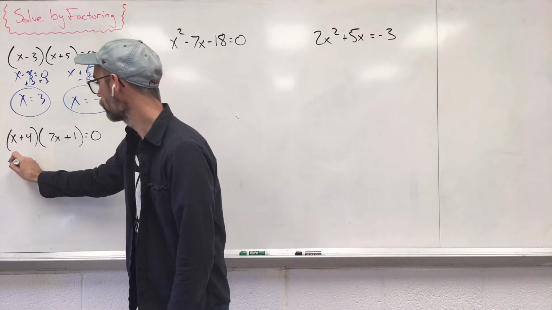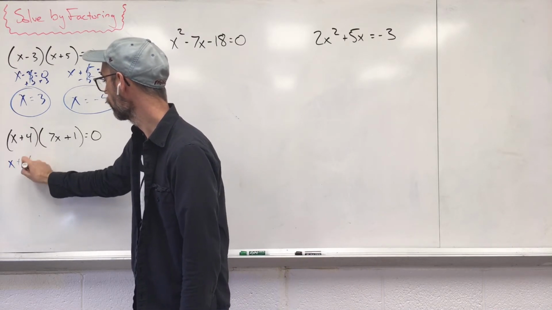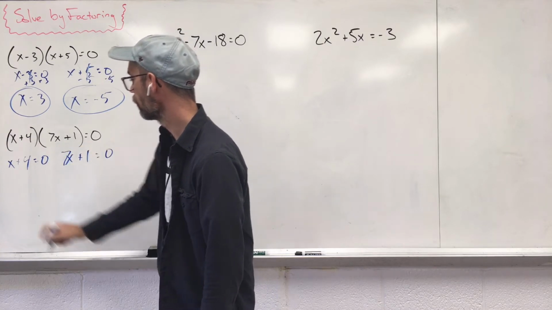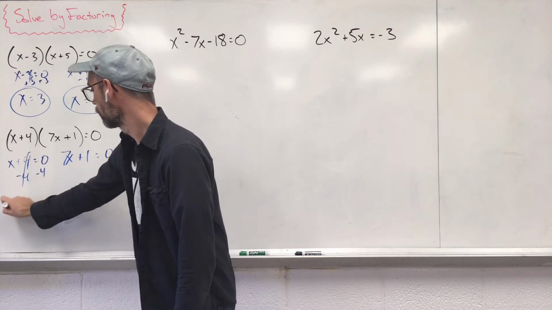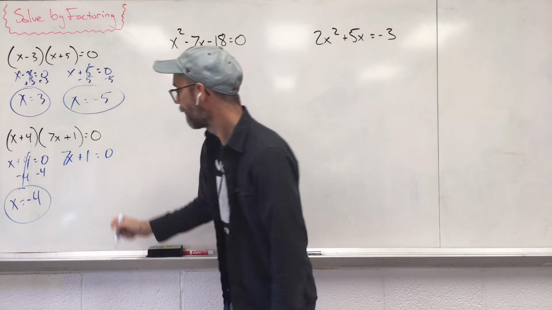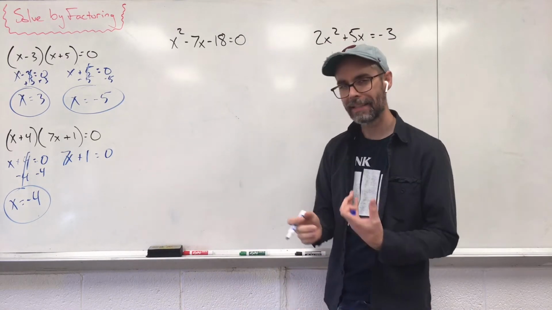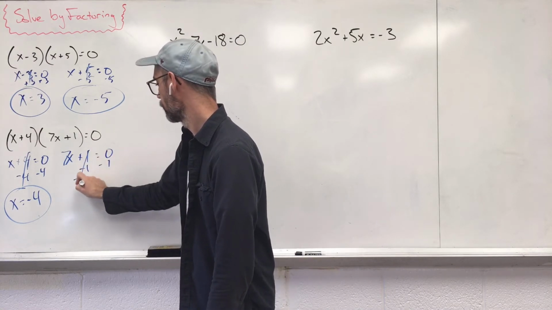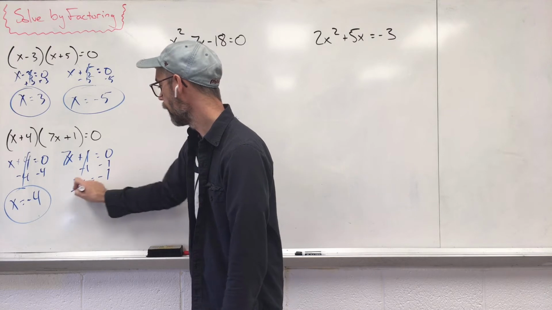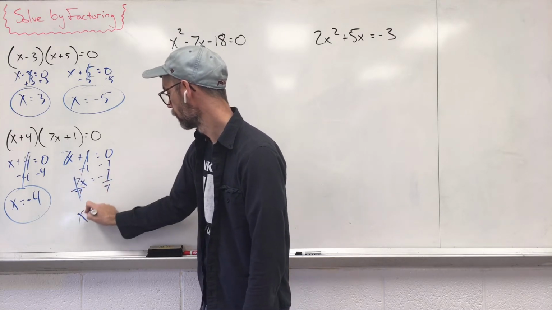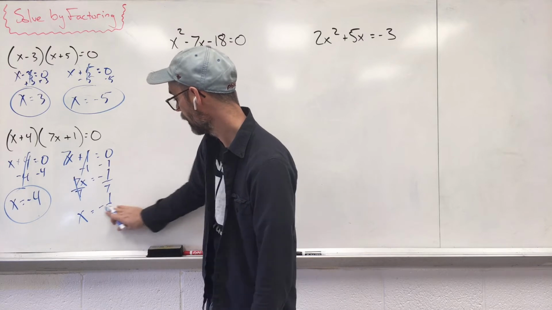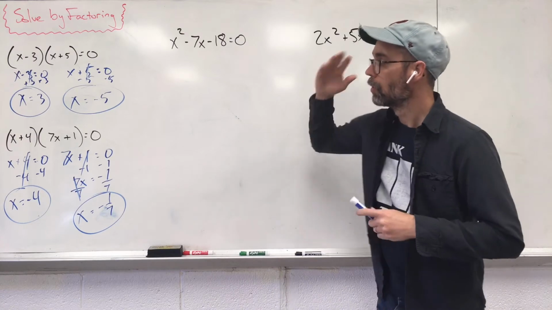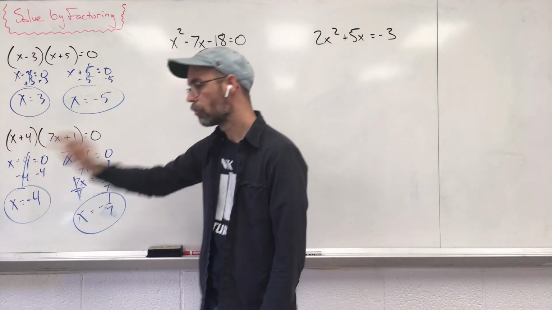So set each one of these to 0: x plus 4 equals 0, 7x plus 1 equals 0. First one, minus 4, x equals negative 4. The second one here gets a little weird because we've got that 7 in front. Well, solve like you would any other two-step equation. Minus 1, and then divide. And we happen to get a fraction here, and that's okay. We're allowed to have them. So two parentheses, two different answers.